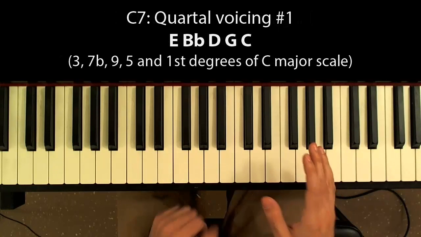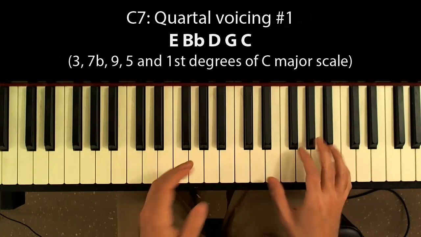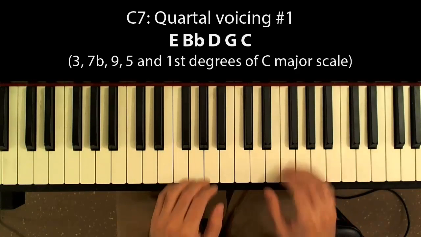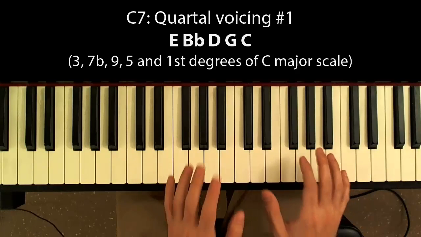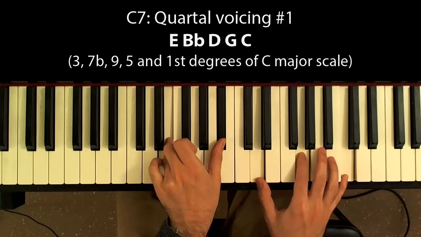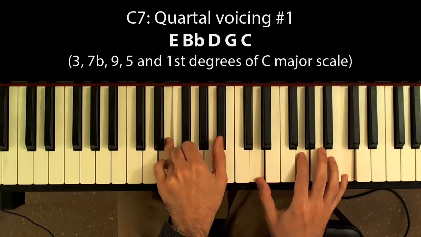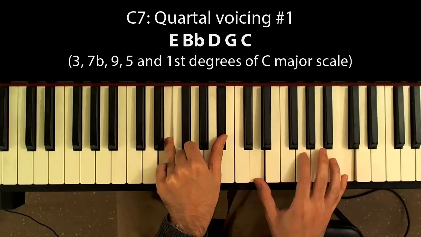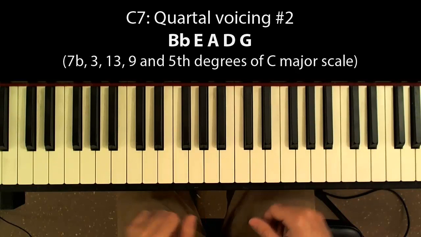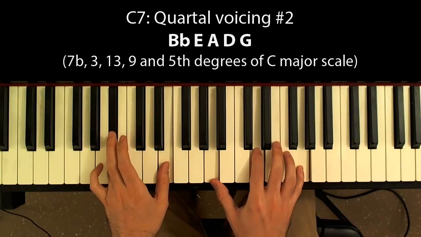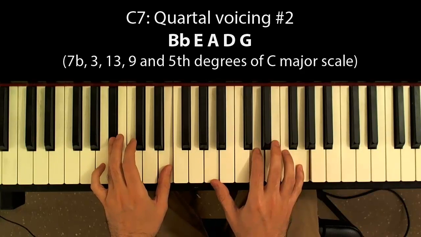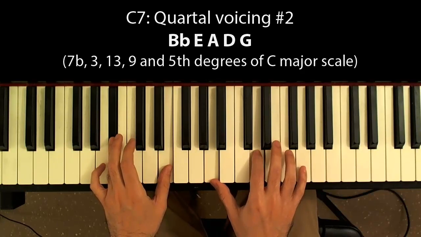If somebody tells you play a C dominant or C7 chord, then here are 2 options for playing that chord using 4th voicings. The first is this. What I'm playing here is an E, B flat, D, G, C. The second option is this. So what I'm playing here is a B flat, E, A, D, and G.